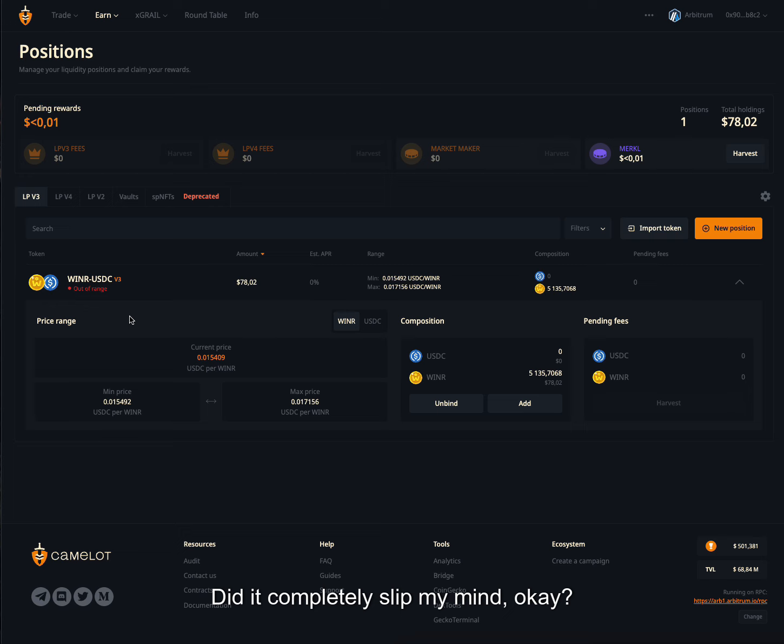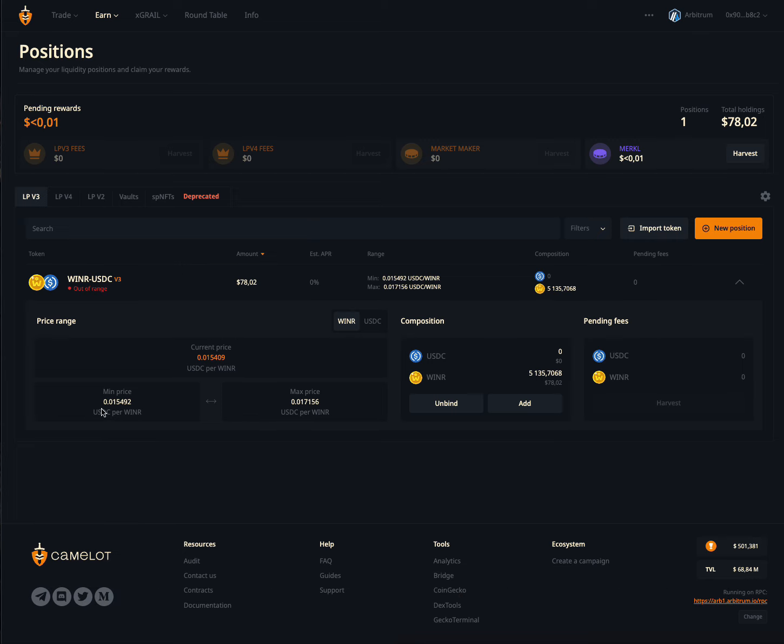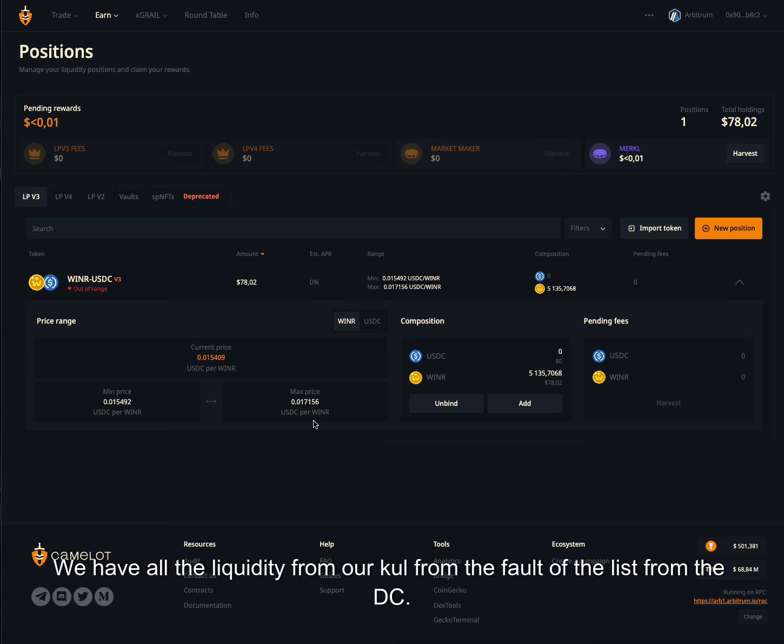Okay. We'll calculate the total earnings when the minimum price is achieved. What happens when our price meets the upper limit? We have all the liquidity converted from the Wieners into USDC.